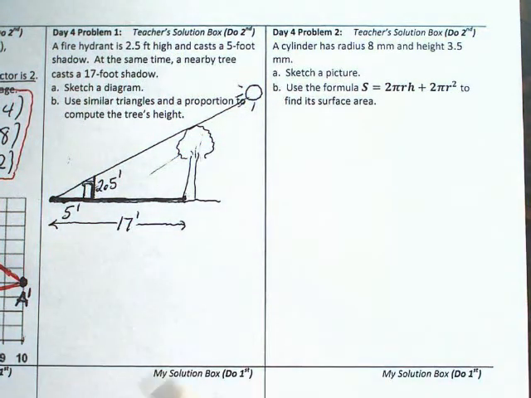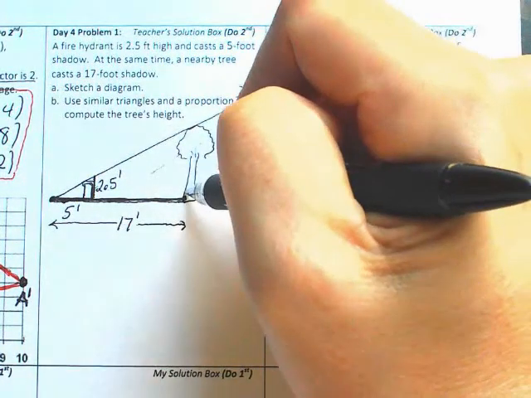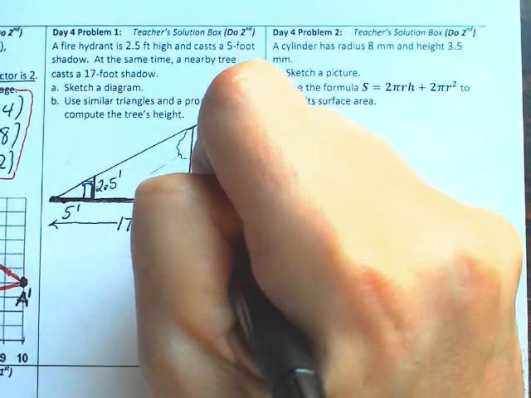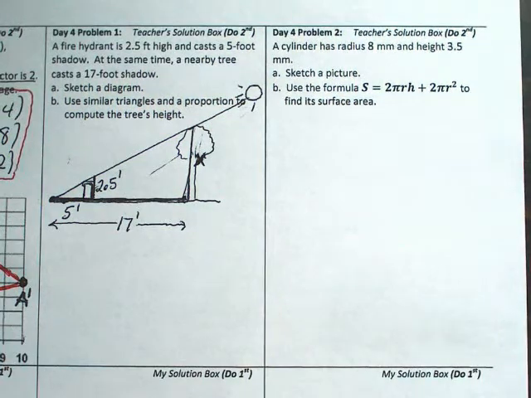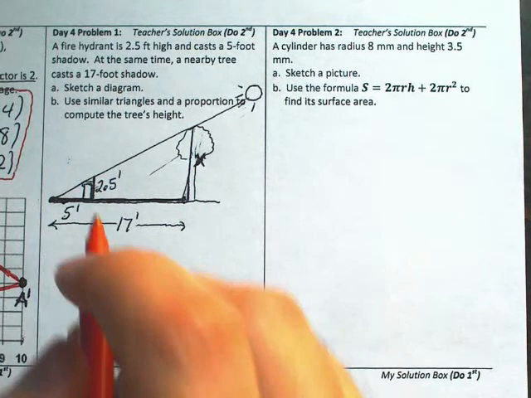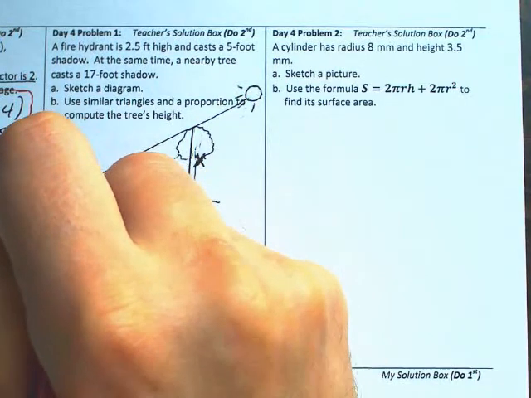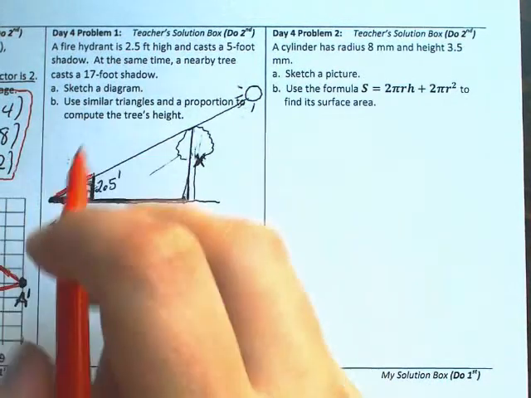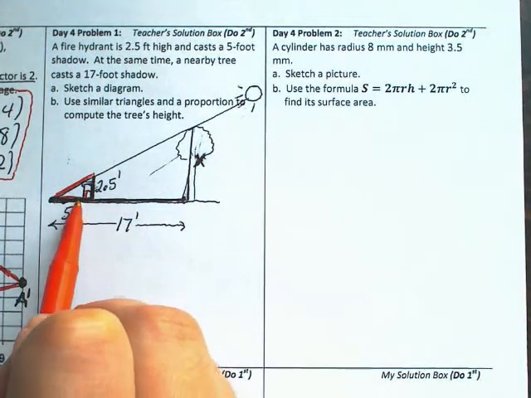Now, what we do not know, and we're asked to figure out, is how tall is the tree. So this distance here, we do not know that, and we could pick a variable to represent that. I'm going to use the letter X to represent the height of the tree. Now, I notice there are some shapes here that in math class we recognize as triangles, and specifically as right triangles. Focusing at the location where the fire hydrant is, I see a small right triangle. There's a 90-degree angle in this corner of the triangle, and the height of the triangle is 2.5, and its base across here is 5.